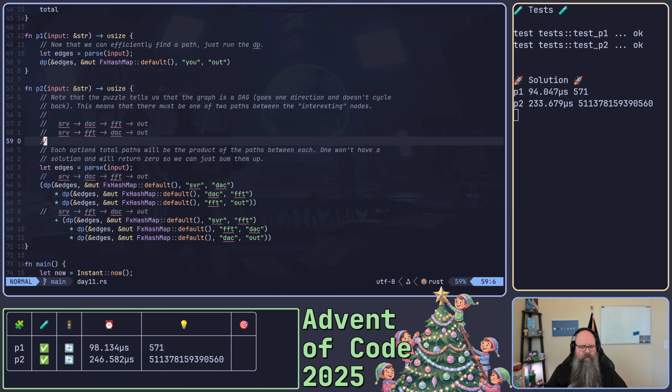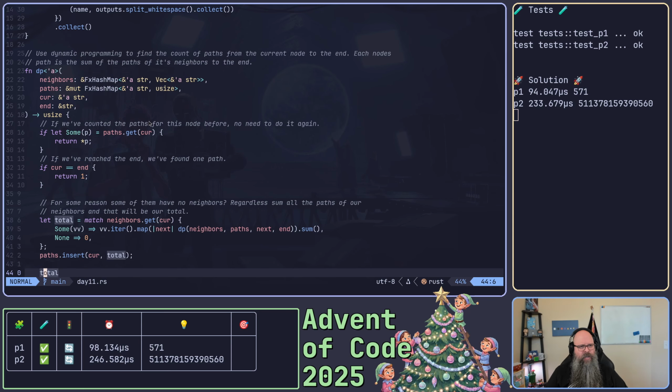Like, that's not my code. So you do this DP, but then you include in your position whether you've seen DAC and FFT. Once you get to the end, you return 1 if you've seen DAC and FFT, otherwise you return 0, and then you do that. So should we compare and contrast that solution?